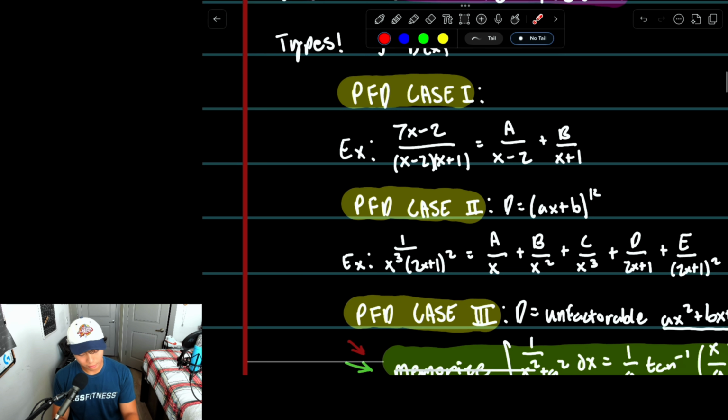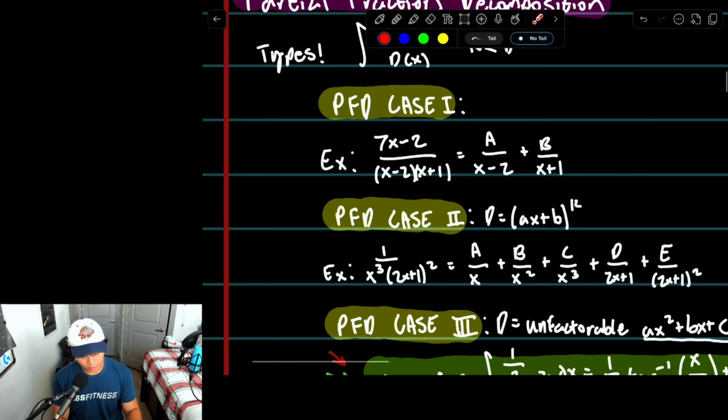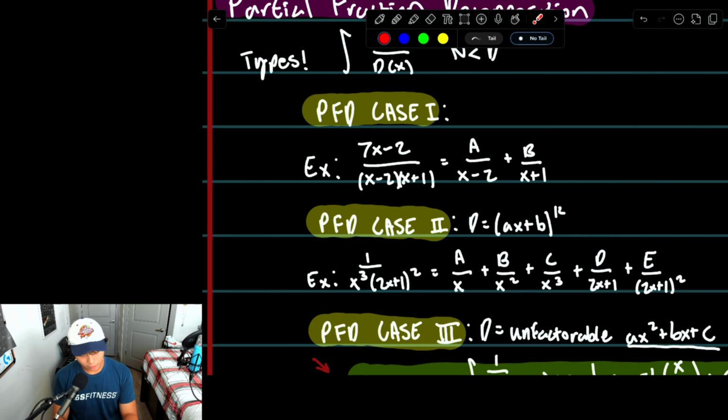Case one is when you just have two factors over here, which in this case is x minus 2 and x plus 1, and you would just split it up into A over x minus 2 and B over x plus 1. And basically how I like to think of it is you're assigning each factor a letter. So x minus 2 is given the letter A and x plus 1 is given the letter B, which is literally what you are doing.